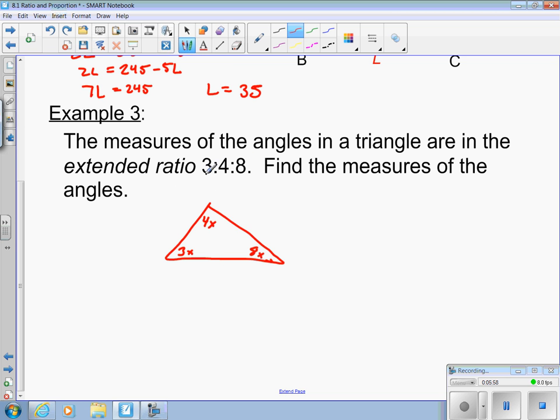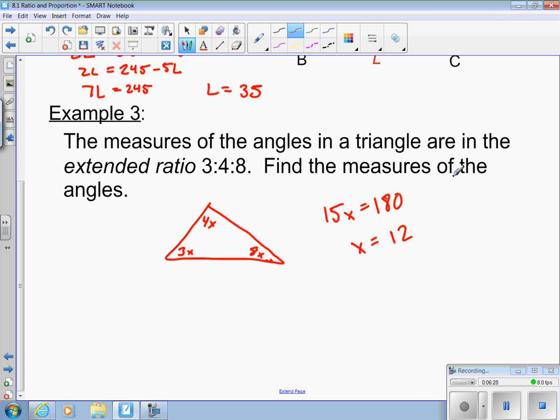Extended ratio means not comparing just two things, but more than two things. And in this case, we know all the angles add up to 180. So you can say 12 plus 3, 15x equals 180. And when we divide by 15, we get x equals... 15 would go in there 10 times, we'd be left with 30, so 15 goes into 30 twice. We get x equals 12.